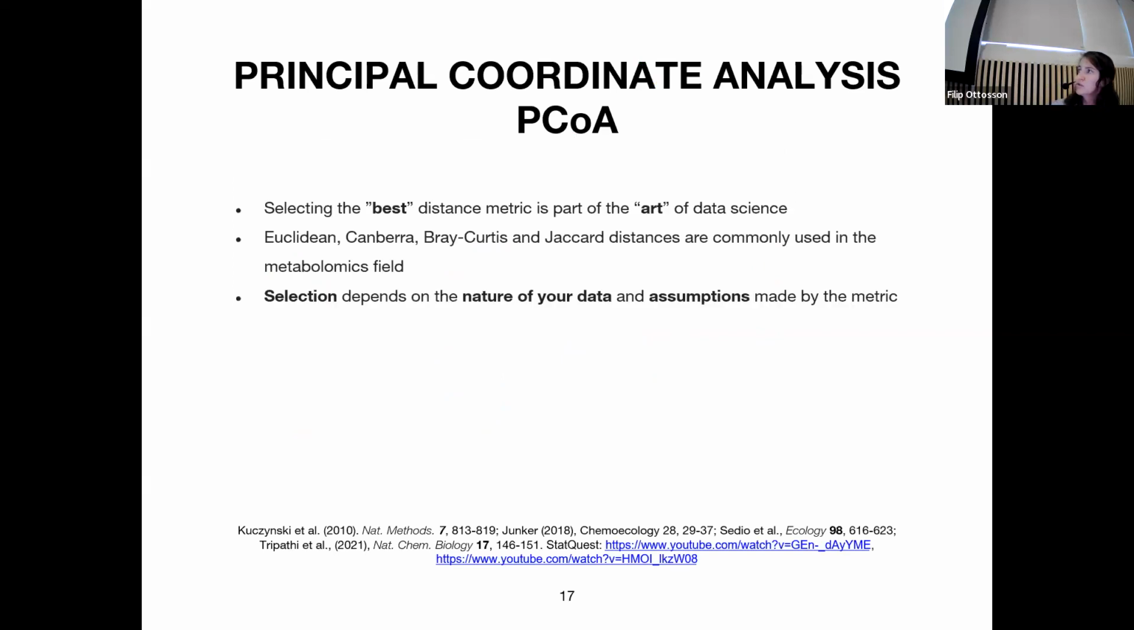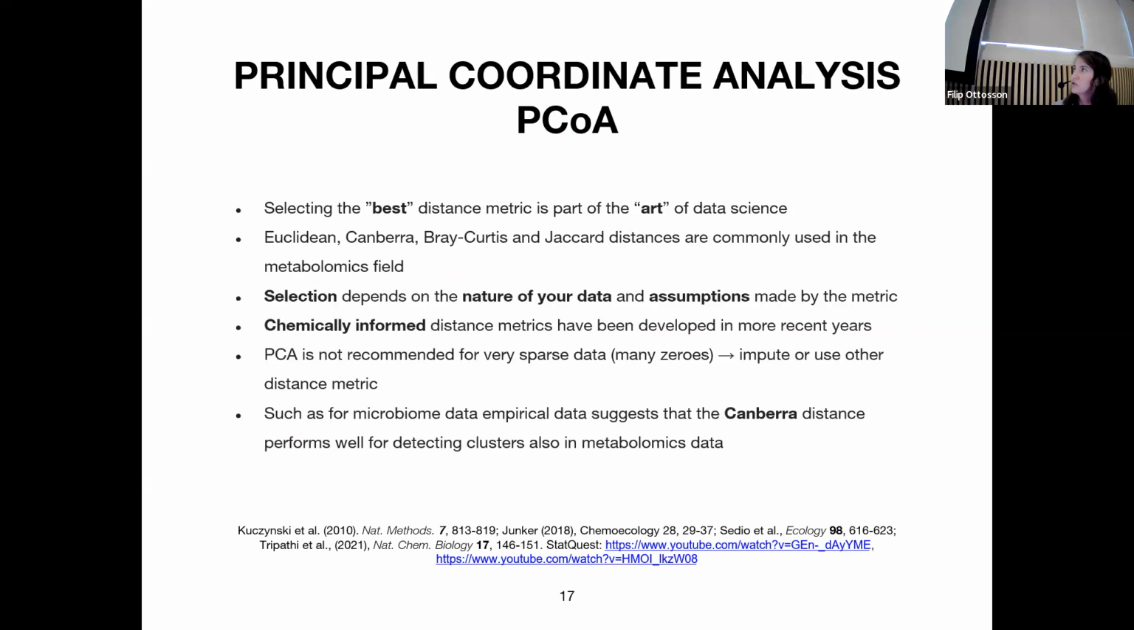So this is just to summarize again, when you're at home, what I just told you here. There are also distances that are chemically informed, so they have been developed in more recent years. With those metrics, you take into account the chemical structural similarity of the compounds you measure. So that could be something interesting that you may want to read up on later.